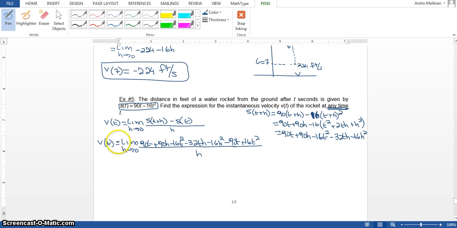All right, we're going to cancel some things out here. What will cancel? So the 90t's will go away, and the 16t squareds. And then we can also get rid of some of our h's. So the h cancels with this h, with this h. You cross out one h from the 16h squared, so then it's just 16h each.